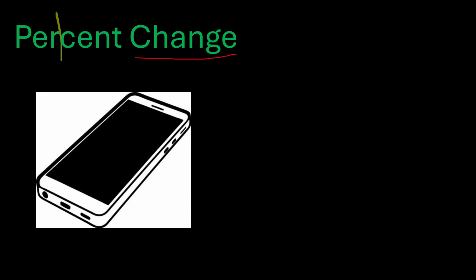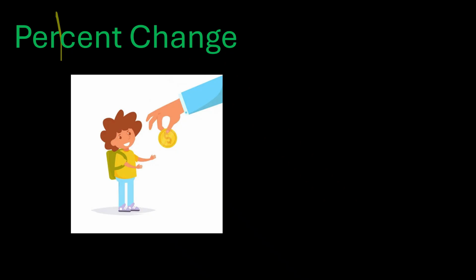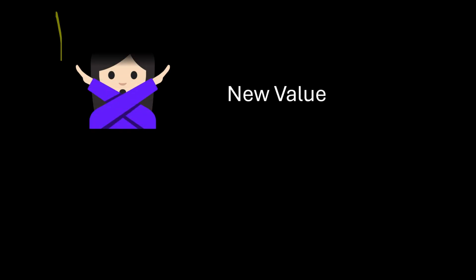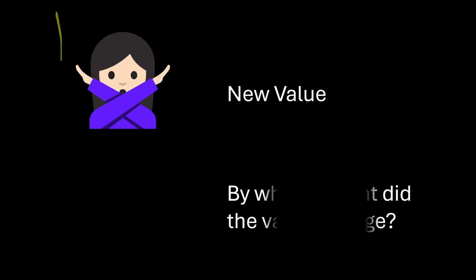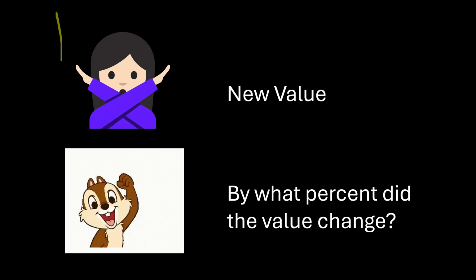For example, suppose the price of a cell phone was originally 10,000 pesos and later became 12,000 pesos. Or perhaps a student's allowance increased from 500 pesos to 600 pesos. In these situations, the question is not, what is the new value? The new value is already given. Instead, the question becomes, by what percent did the value change? In other words, we want to know how large the change is compared to where we started. This is exactly what percent change helps us measure. Percent change tells us the percentage by which a quantity has increased or decreased relative to its original value.